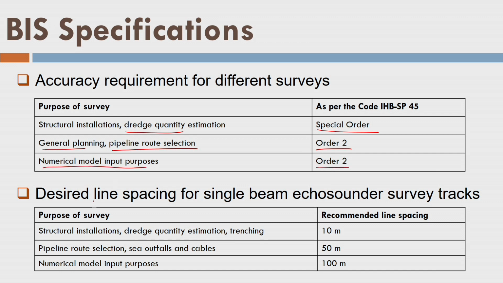Okay. So, how to decide the line spacing? For the single beam echo sounder, for structural installation here, we have 10 meter line spacing. Then for the pipeline route selection, we have 50 meters, and again for numerical model input processes, we have 100 meter line spacing.